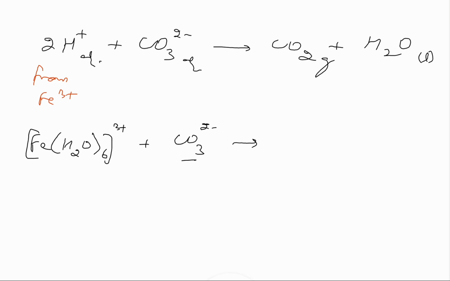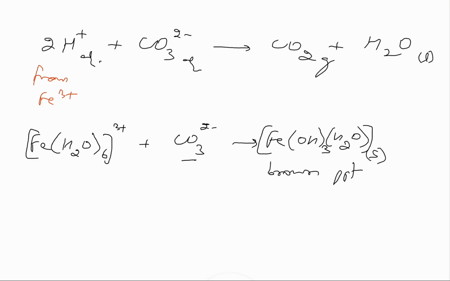are going to react with the carbonate ions, and the hydroxide ions that will be left would react in a precipitation reaction to form a brown precipitate of iron hydroxide. This will be a solid brown precipitate, and carbon dioxide would be released and water. In order to balance this, we'll have 2 of these, and 3 carbonate ions will give you 3 carbon dioxide and 3 water.